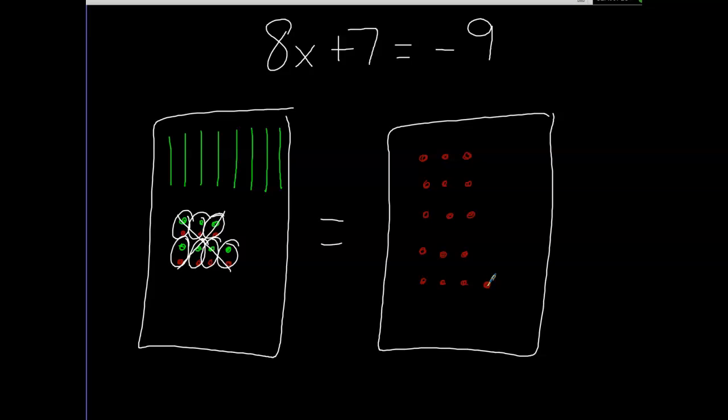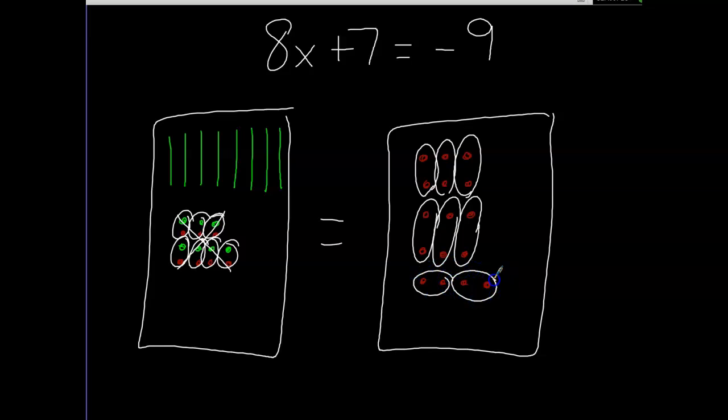I have 8 x's, so I need to split both sides into 8 equal groups. So if I split this side into 8 equal groups, I'm going to have 2 in each group, because 16 divided by 8 is 2. So now I have 1x is equal to 2 negatives, or x equals negative 2.